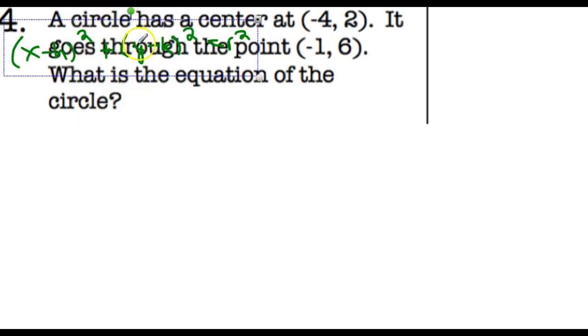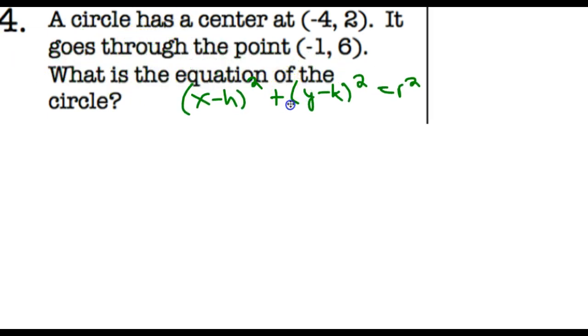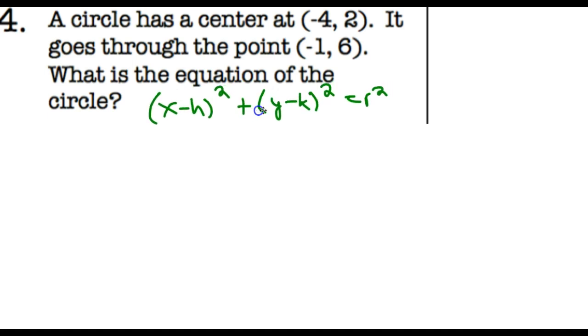All right, this one says, a circle has a center at (-4, 2), and it goes through a particular point, (-1, 6). What is the equation of the circle? So once again, I want you to label these. This is the center, (h, k), and then this is any point on the circle. It's going to be (x, y).